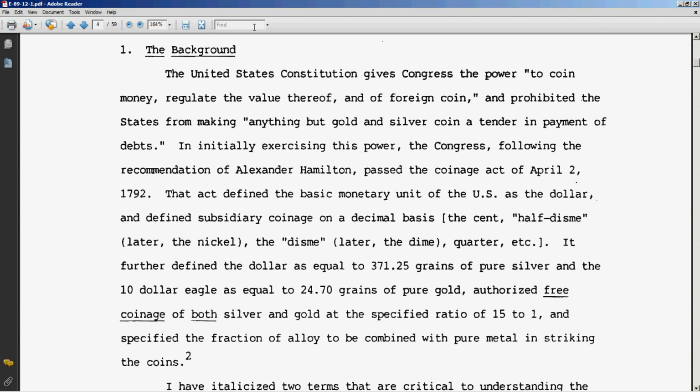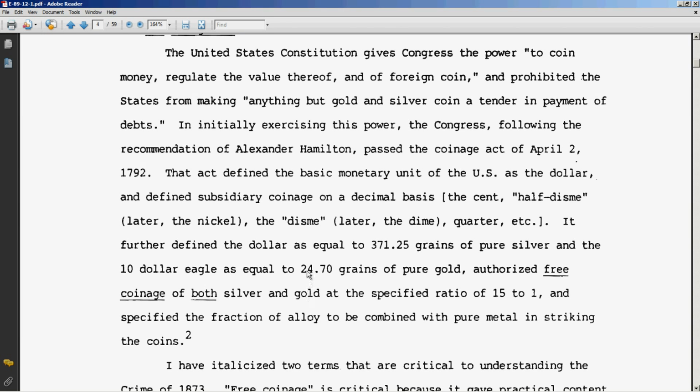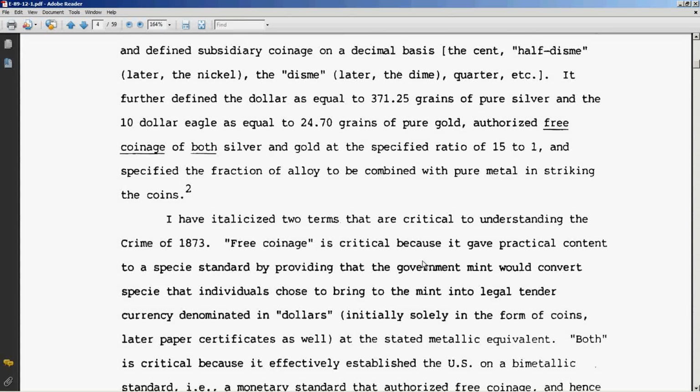The United States Constitution gives Congress power to coin money, regulate the value thereof and foreign coin, and prohibited the states from making anything but gold and silver coin a tender in payment of debts. In initially exercising this power, Congress followed the recommendation of Alexander Hamilton, passed the Coinage Act of April 2, 1792. That act defined the basic monetary unit of the U.S. as the dollar and defined subsidiary coinage on a decimal basis. Now he gets this grains wrong. That's 247 grains of pure gold, but that's not important.